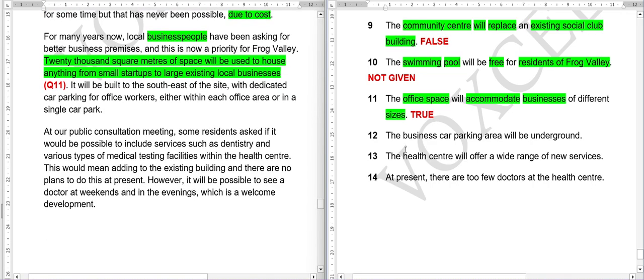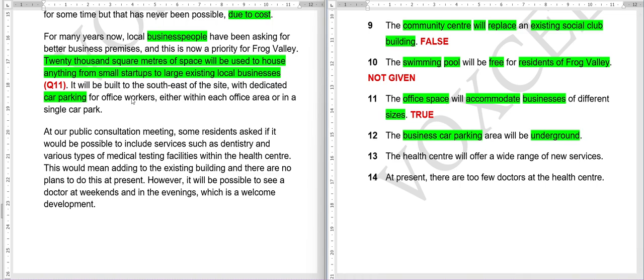The business car parking. So we have read about car parking here. The business car parking area will be underground. If the car parking area for businesses will be underground, the answer will be true. But if it is not underground, like it's on the first floor or on the ground level, anything but underground, the answer will be false. But if we don't know whether it will be underground or not, or whether the location will be the first floor, ground floor, or underground floor, we will say not given.